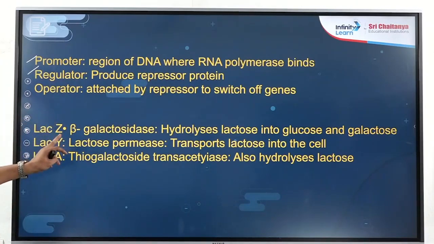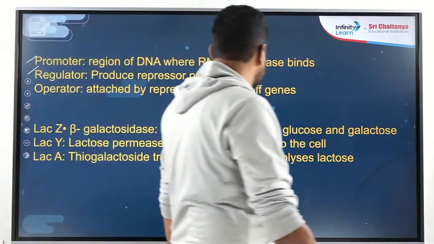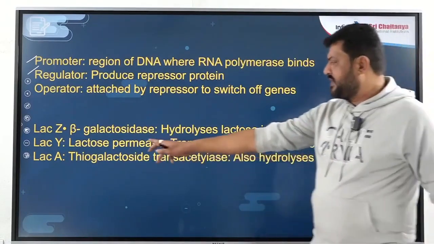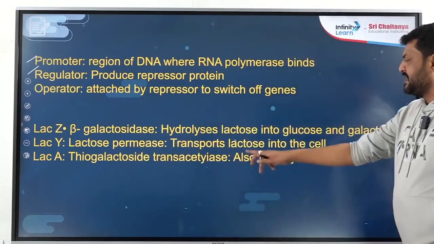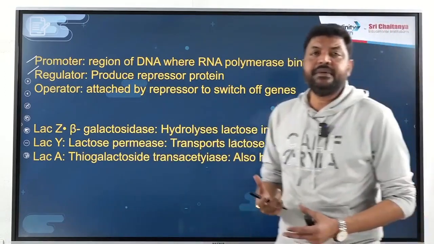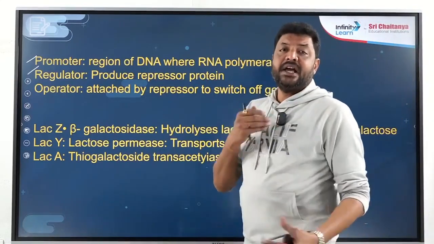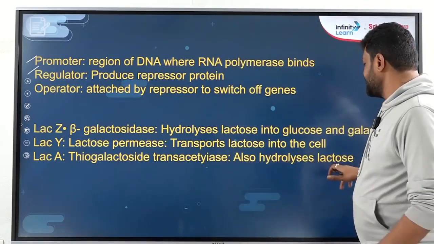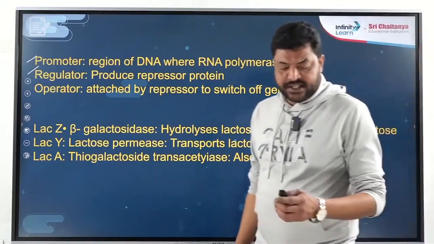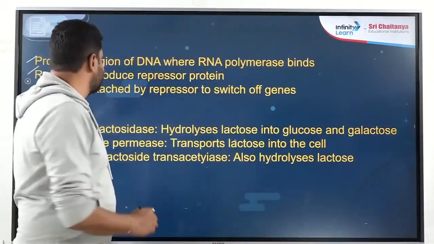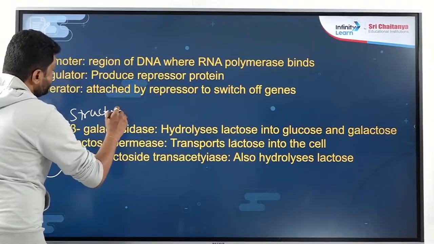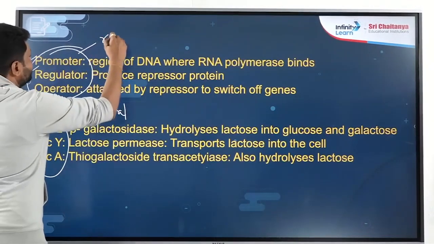Three genes are there: lac Z, lac Y, lac A. Lac Z produces beta-galactosidase that will break lactose into glucose and galactose, and lac Y produces lactose permease, which increases the permeability of the bacterial membrane to take in the rest of the lactose. And lac A, the galactoside transacetylase, also hydrolyzes the lactose. These are the 6 genes. Three are structural genes, and these other 3 are regulating.